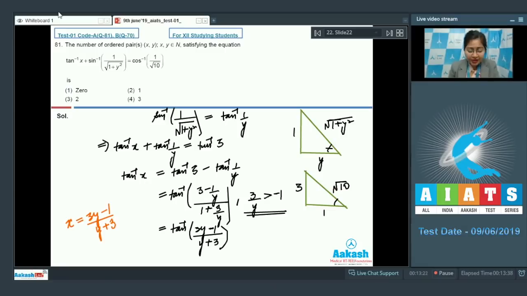Now the only values of x for which x and y both are natural numbers are 1 and 2, and the corresponding values of y are 2 and 7. So the ordered pairs are (1, 2) and (2, 7). So we have two ordered pairs here, which means the answer will be option number 3.